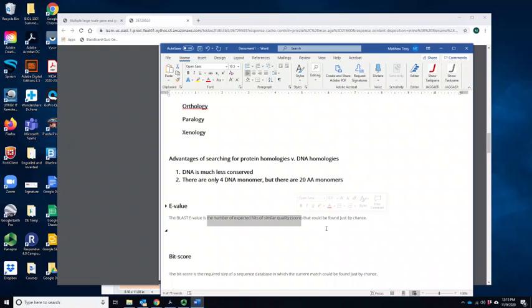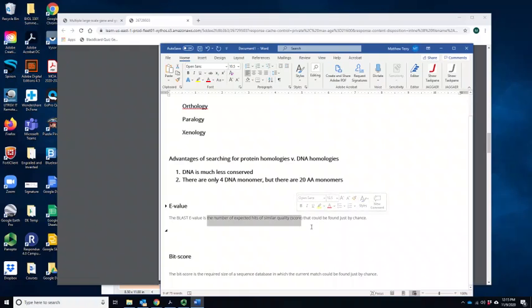And so if an E-value is very, very small, right, going down towards 0, then basically it's a more significant result, and less likely that you're finding those results just by chance, okay?